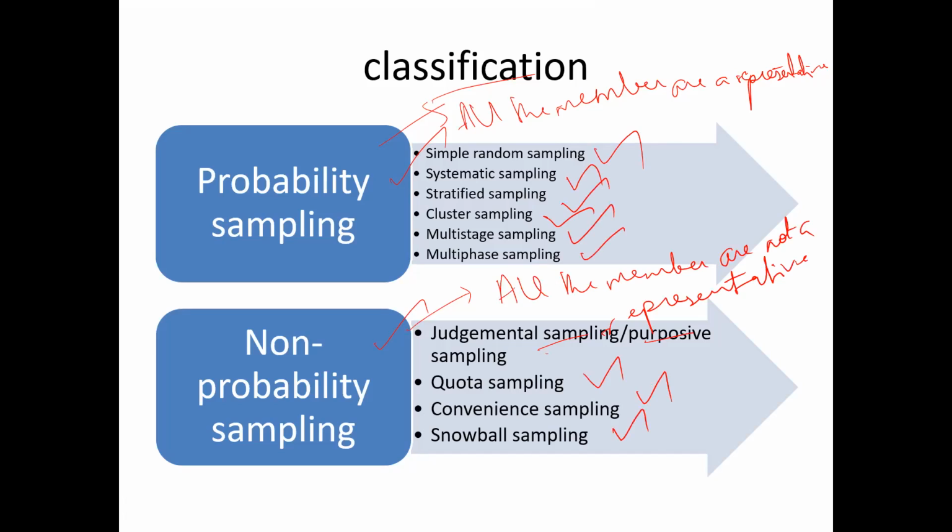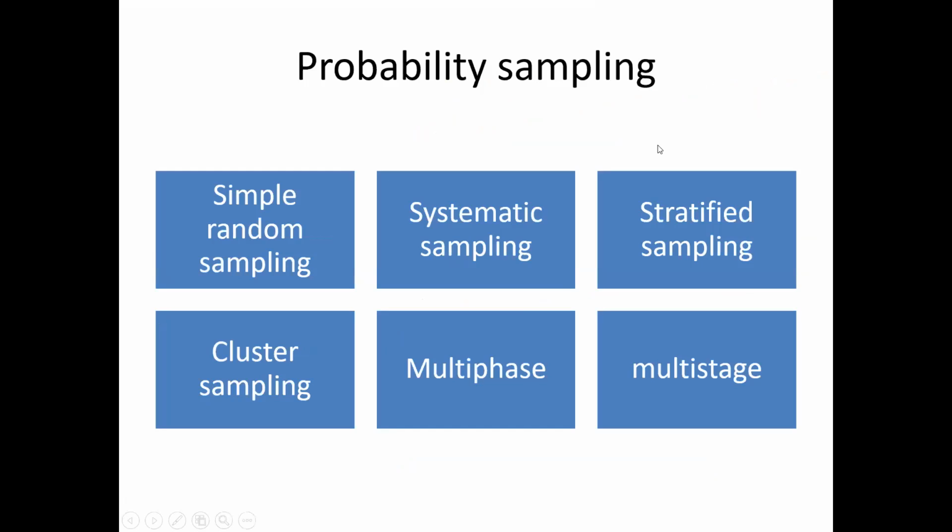Now let us move on to the next slide, where I'll tell you in detail about the different types of probability sampling, its merits and demerits. In non-probability sampling, I'll tell you what judgmental, quota, convenience and snowball sampling are. Types of sampling technique: first, moving on to probability sampling, which includes simple random, systematic random, stratified random, cluster, multiphase, and multistage.